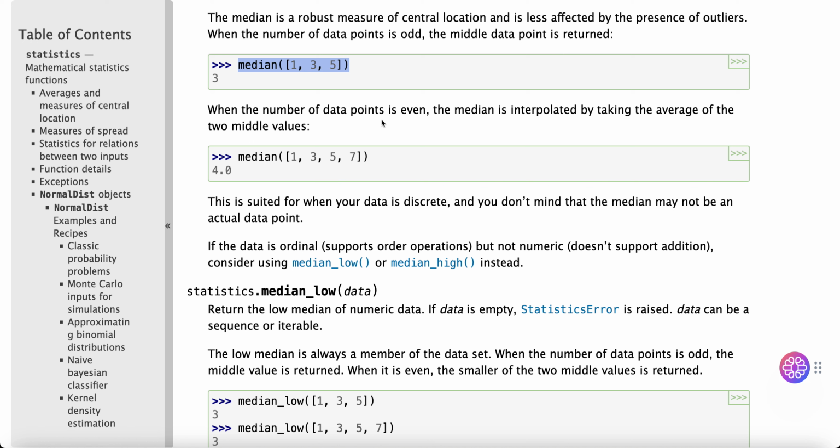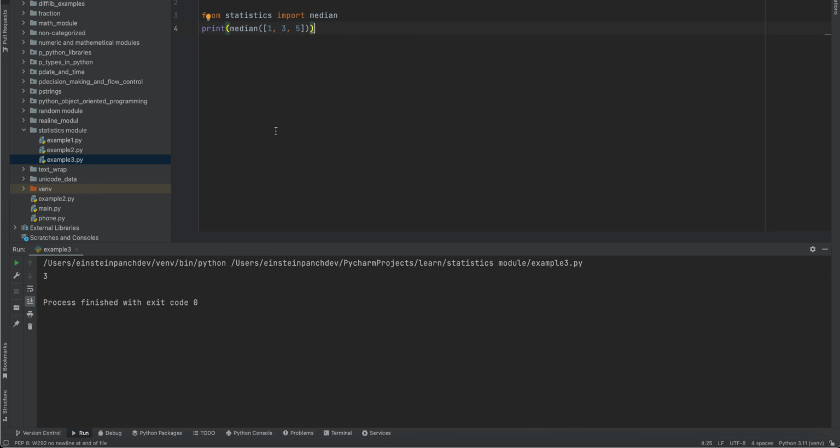When the number of data points is even, the median is interpolated by taking the average of the two middle values. Median 3 and 5, 8 divided by 2.